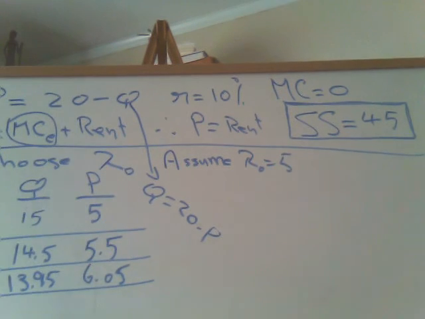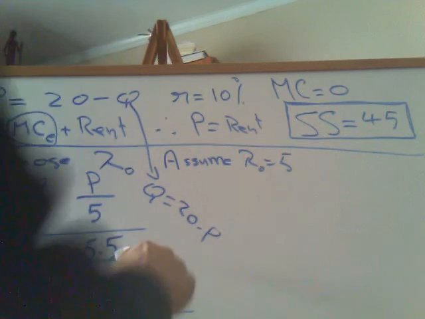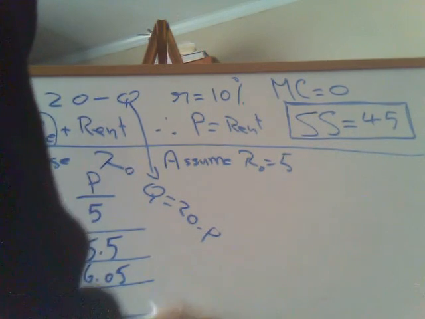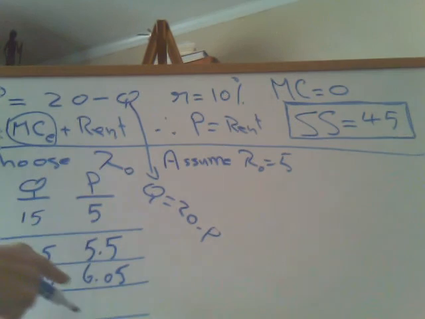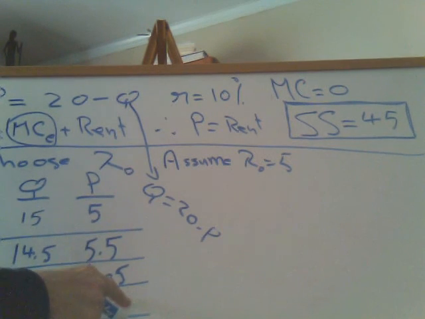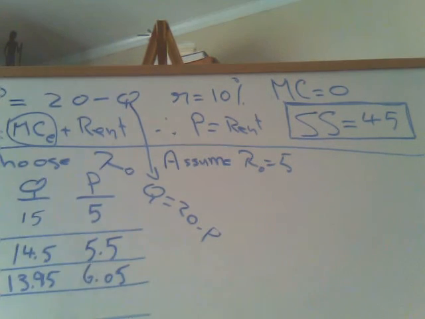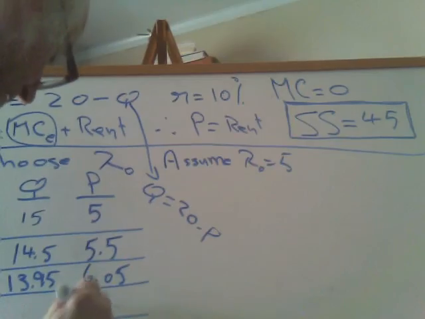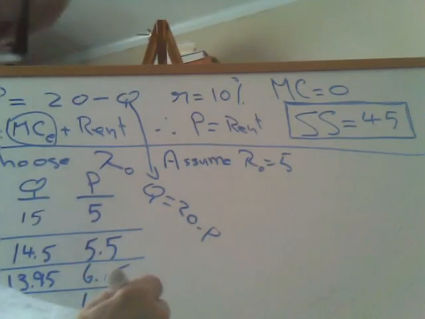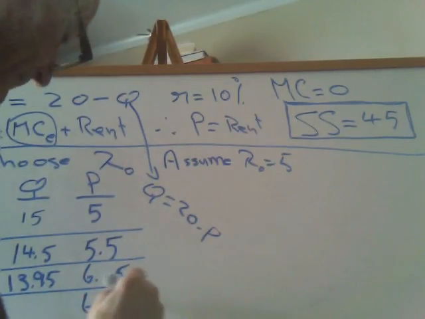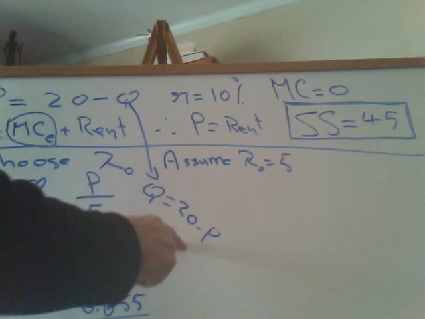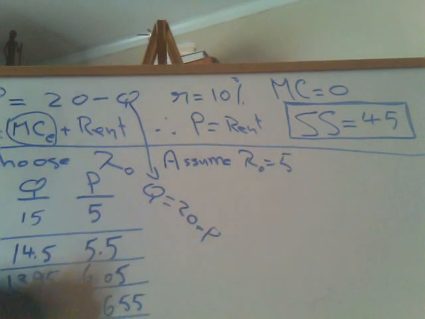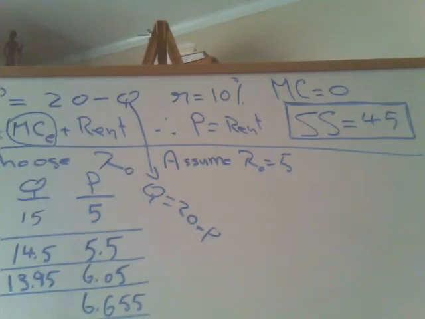What about the third period? Now again, try to do it by yourself. I'll give you 10 seconds. This will be what? 6.05 times 1.1, which will become 6.655. What is going to become the quantity during this period is going to be 20 minus 6.655. It's going to be 13.345.